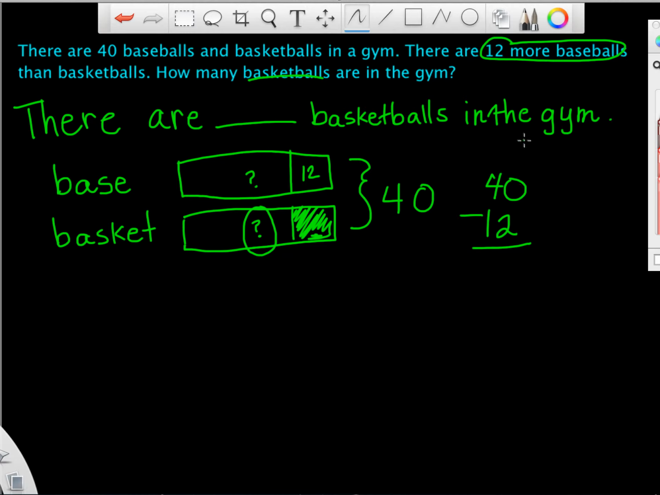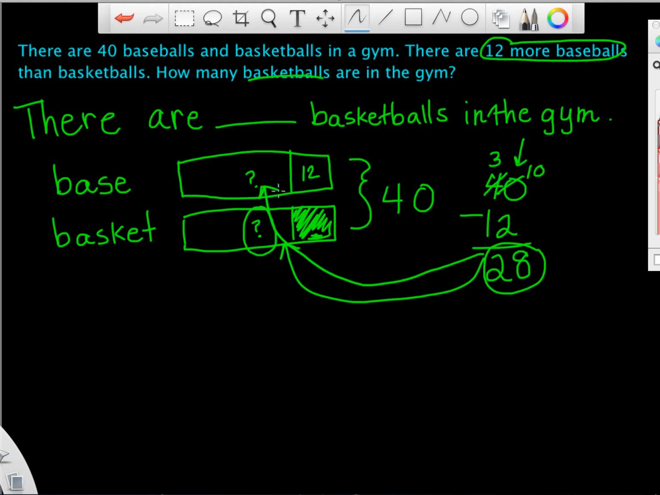40 minus 12. Let's start with our tens column, 0 minus 2, I can't do it. Go over to the 4, borrow from it, make it 3. The one I took from there, I put with this 0. This now becomes 10. 10 minus 2 is 8, and 3 minus 1 is 2. Okay, well now all that tells me is that I have 28 baseballs and basketballs. Some of them go here, and some of them come over here.